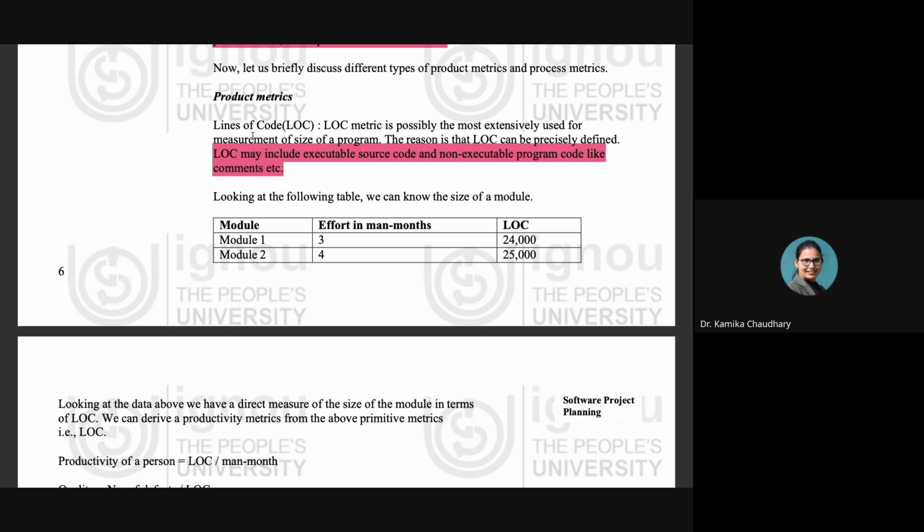If anybody asks us what the size of the program will be, obviously we are going to measure the lines of code present in the program, right? Now, lines of code may include the executable source code and also the non-executable program code like the comments present in our programs, right?